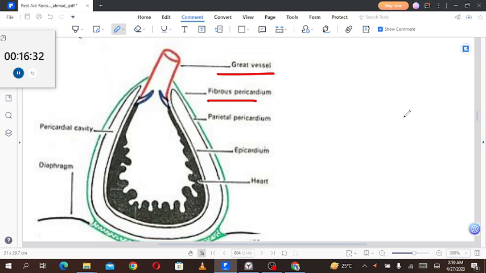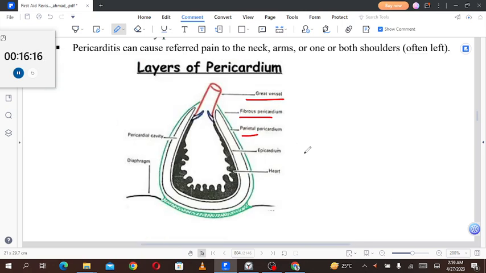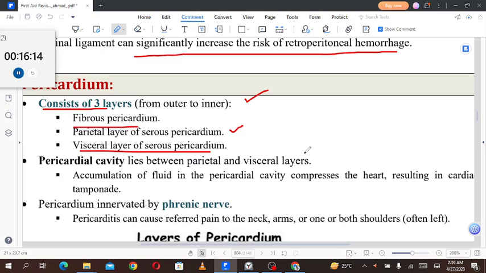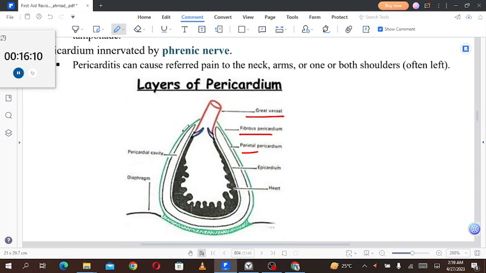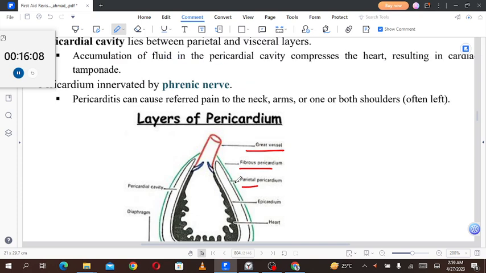Basically the serous lining is the lining of the serosa. It has 2 layers. One is the parietal pericardium and the other one is the visceral pericardium. Unlike the pleura, which has 2 layers, the pericardium has 3 layers. The outermost layer is the fibrous pericardium, then comes the parietal, and then the visceral pericardium.